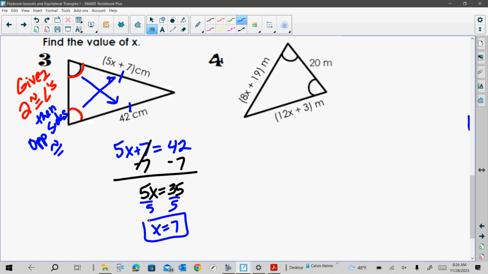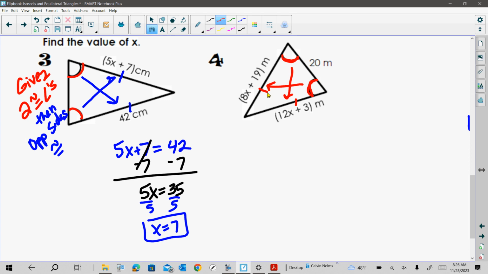Okay? Alright, I want you to try number 4, using the converse of the base angle theorem. So I know it kind of looks not to scale, or the orientation is crazy, but start with your arcs and then look opposite. Let's see if you can write the equation, then solve for x. Okay?